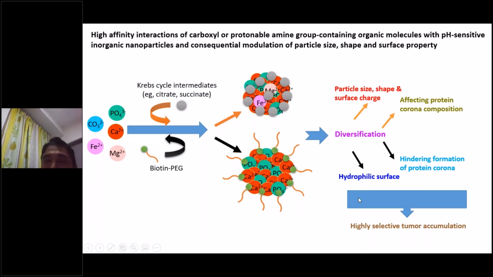And that is why we can prevent intake by the heart muscle. We can prevent intake by the brain cells by using this hydrophilic coating. Okay, and also we can control the size, shape, and surface charge. And also we can increase the tumor accumulation this way.